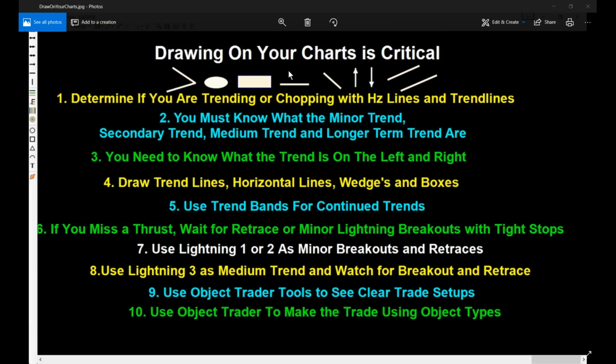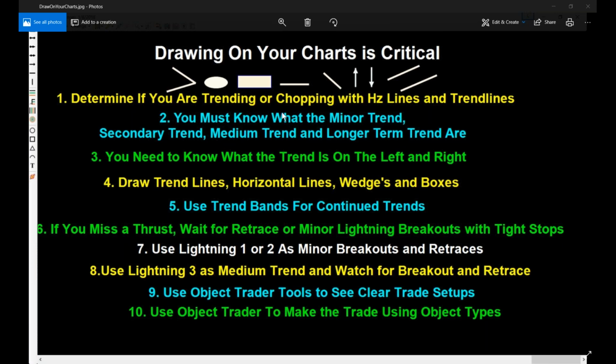All right, so drawing on your charts is critical. We like to draw wedges. We like to use our predictors as our ellipses. We draw boxes. We use horizontal lines. We use trend lines. We will tell you whether the trade's going to be up or down, or that there's no bias if it's both ways. And then we draw channels, okay?